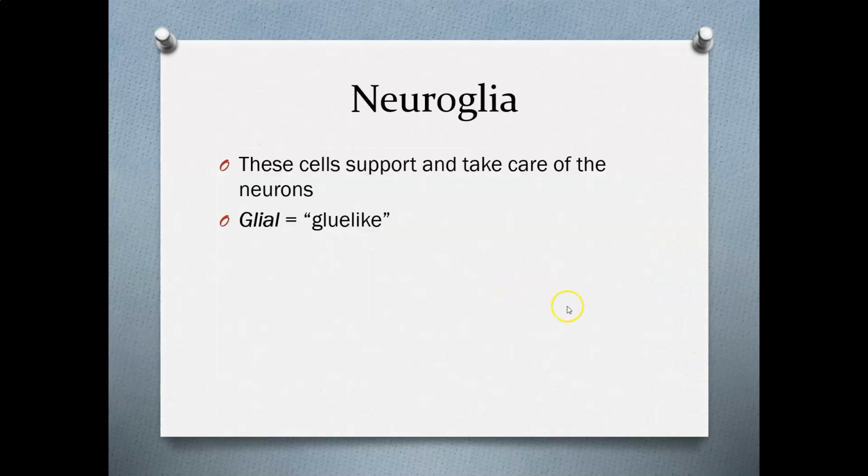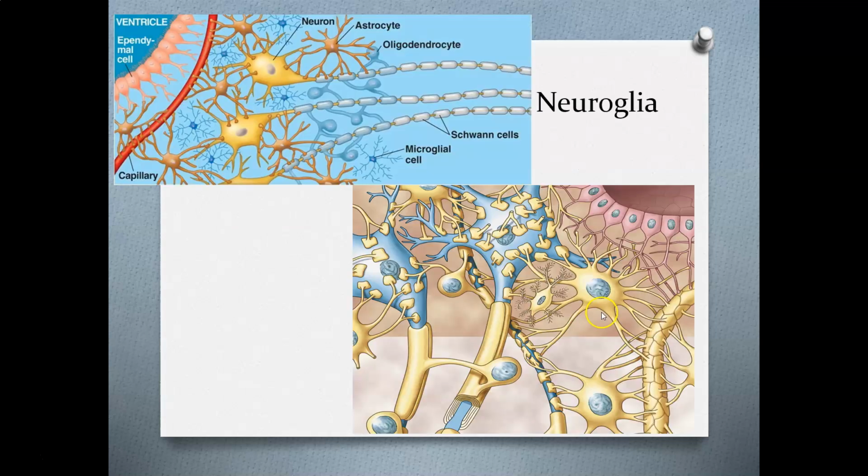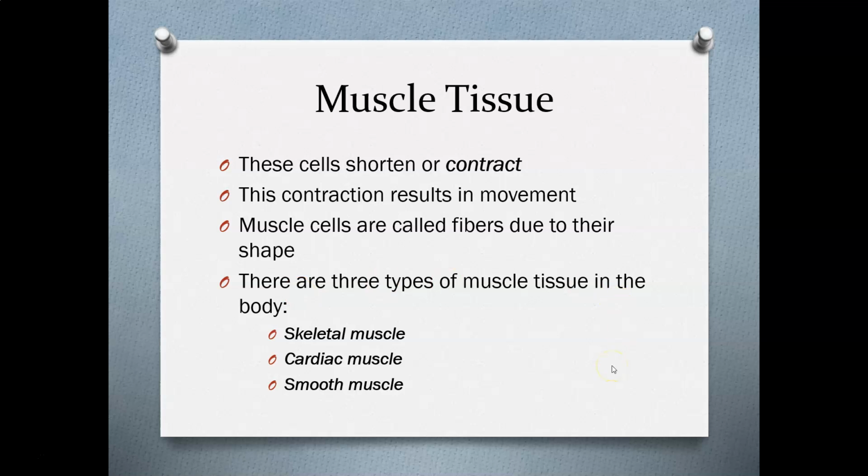The neuroglia, as I said, support and take care of the neurons. Glio means glue-like. So you can see we've got astrocytes here and oligodendrocytes. These are neuroglia, and you can see they attach and work with the major neurons, which are the yellow part here. You can see this is also a neuroglia, and the blue area here, this big thing in the background, that's a neuron. Our next tissue, our last one, is muscle tissue.